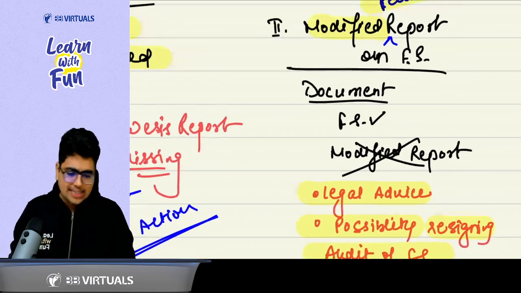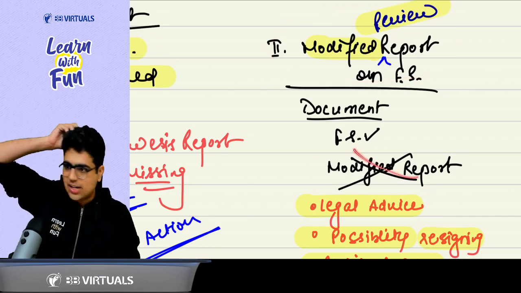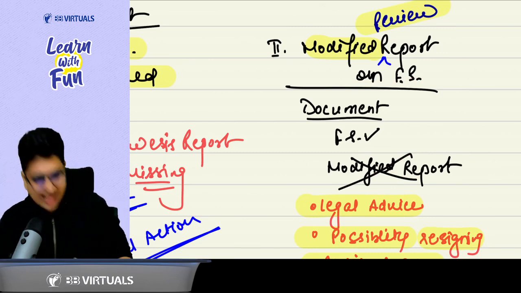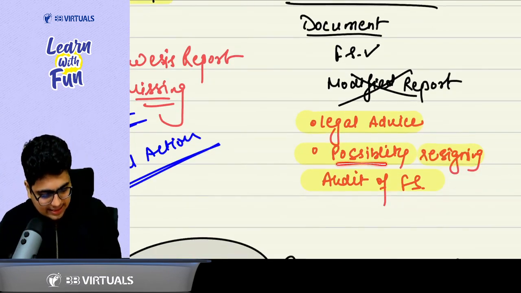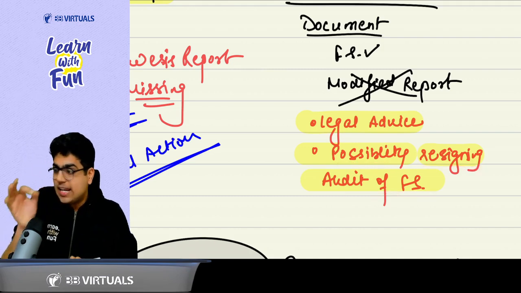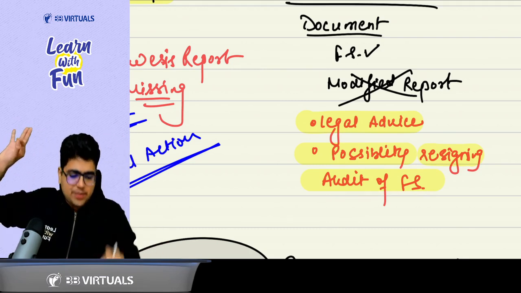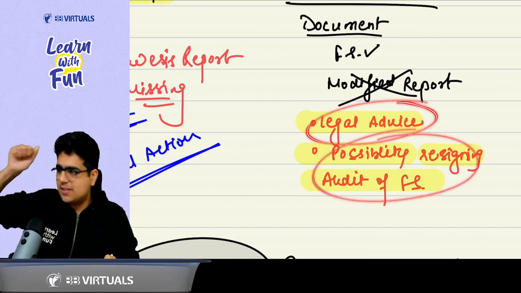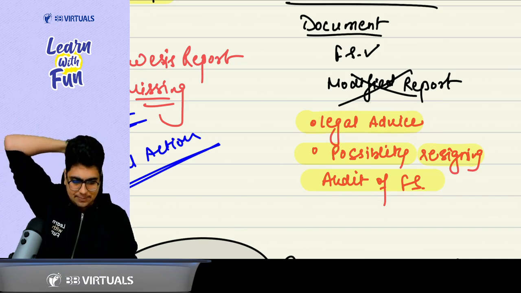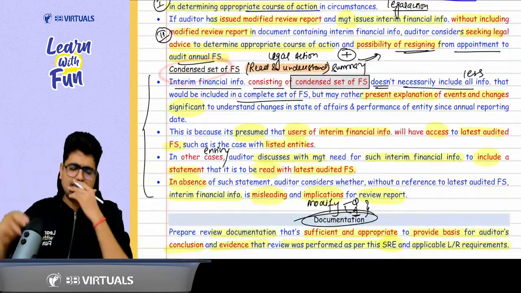Got it, sir? Let's say as a reviewer, you gave a modified review report. Now with the financial information, they are not attaching the modified report. Is it fine? No, sir. Again, take a legal action. Plus, consider the possibility of resigning from the audit of financial statement. Meaning the review engagement is completed, but when it comes to the audit of financial statement, you will resign from this engagement. So legal action plus resigning from the audit of financial statement. Clear? Clear, sir.